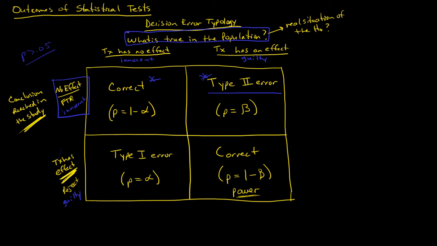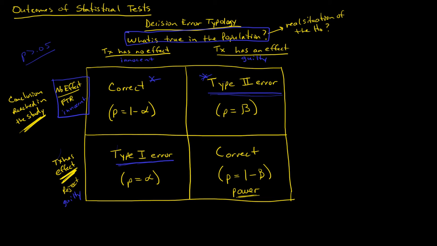Now let's go down here and talk about if the treatment has an effect, then you're saying I want to reject the null, I want to challenge the null, I want to say that the null is guilty. However, if there's no effect in the population, then we're basically trying to send an innocent person to jail. You never want to send an innocent person to jail. That's the most heinous of the errors that you can make as a jury, and so we call that the type 1 error. So failing to convict a guilty person, type 2 error, and sending an innocent person to jail, type 1 error.